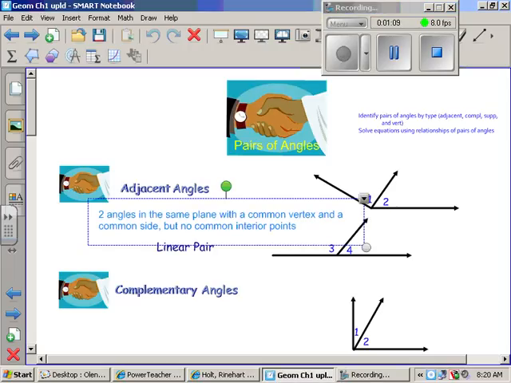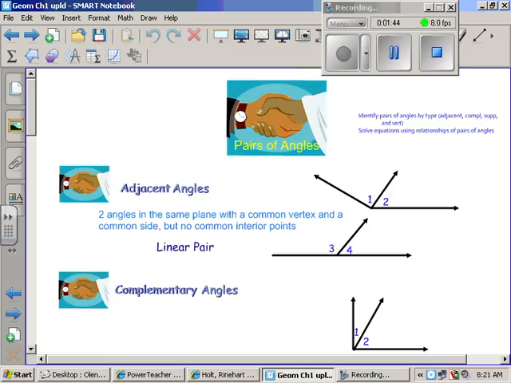The official definition is two angles in the same plane with a common vertex and a common side, but no common interior point. So it's sort of like two houses that share the middle wall, but they don't share any rooms. There's no interior that's common, but they do share that one line. The two outside rays are their own, but they share that inside ray. They're adjacent, they're right next to each other.